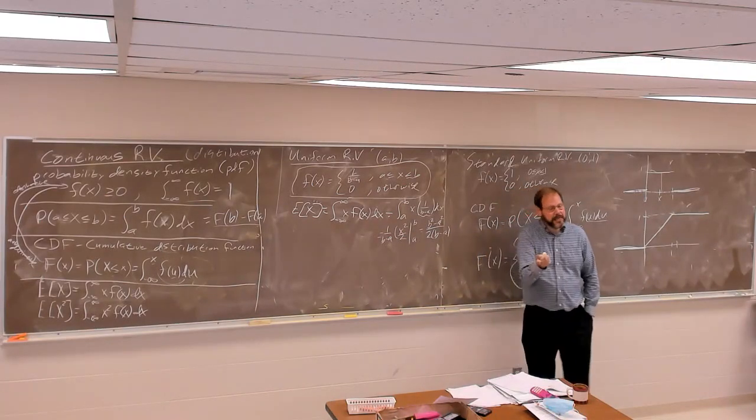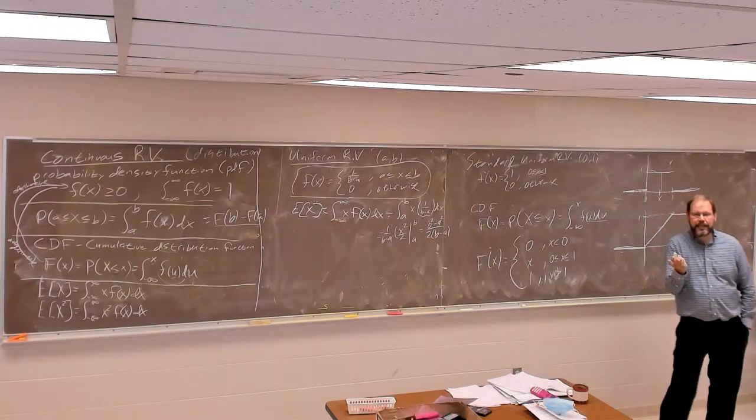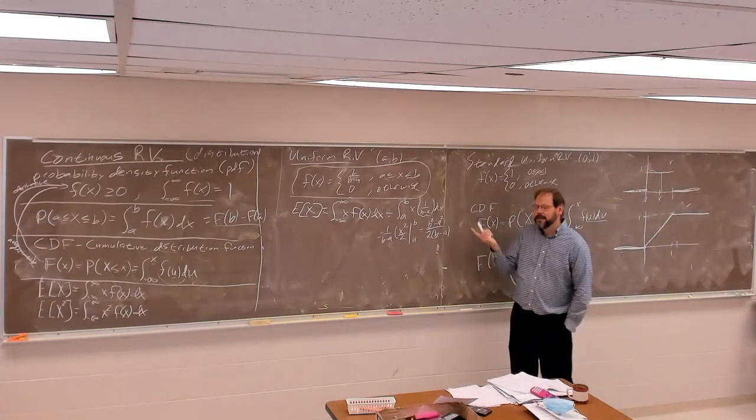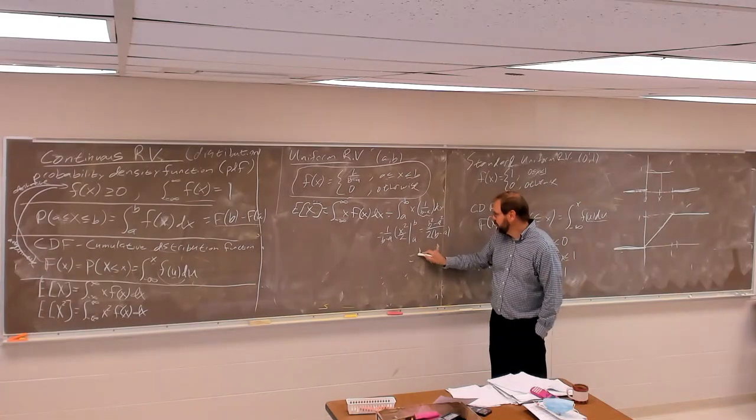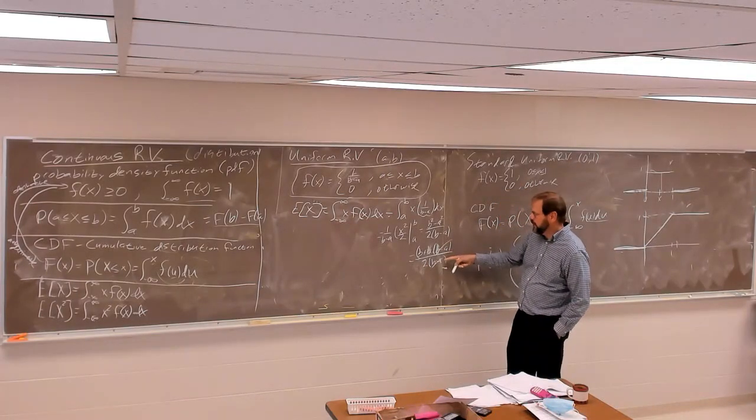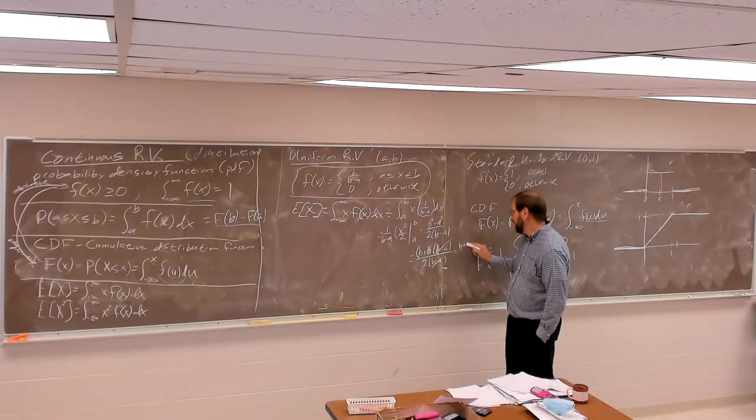And b squared minus a squared I could rewrite as, how does that factor? B plus a, b minus a. So I get my b plus a, b minus a over 2 times b minus a, and the b minus a's cancel out, and I get b plus a over 2.